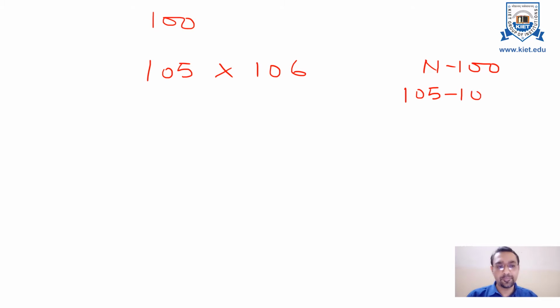Okay, let's say two numbers are 105 and 106. So I have taken two numbers which are greater than 100. Okay, so in this step 1 you have to find out the difference of the number with 100. So you have to find out n minus 100. So 105 minus 100 will give you 5.